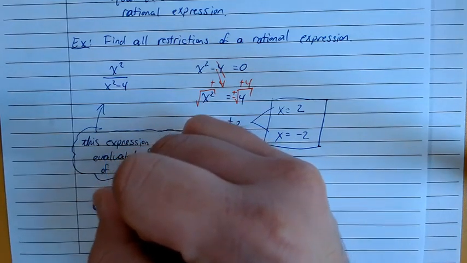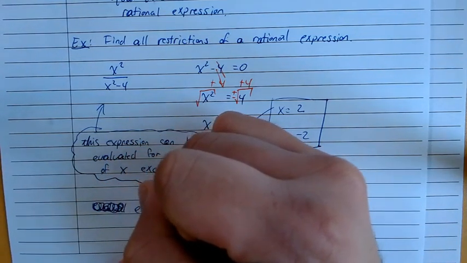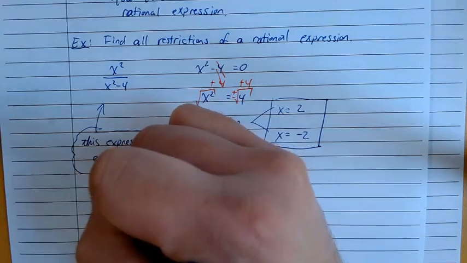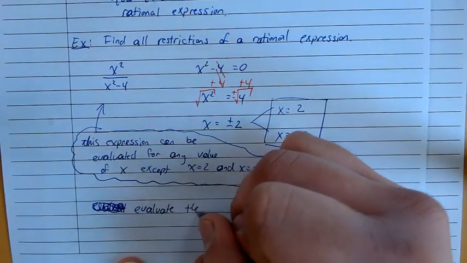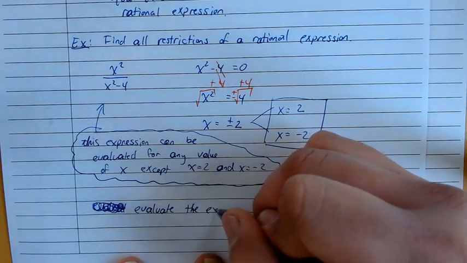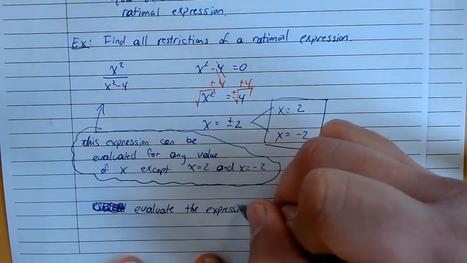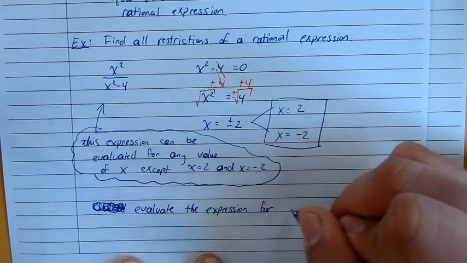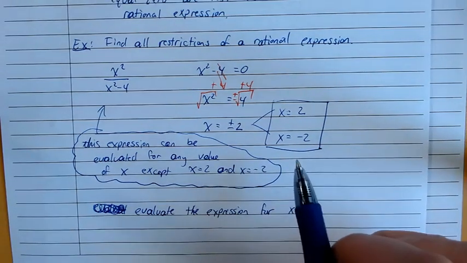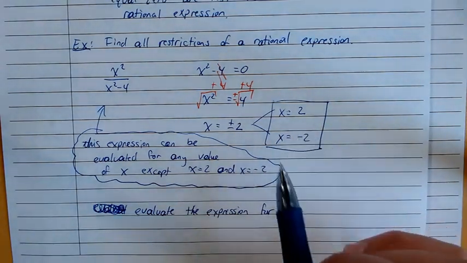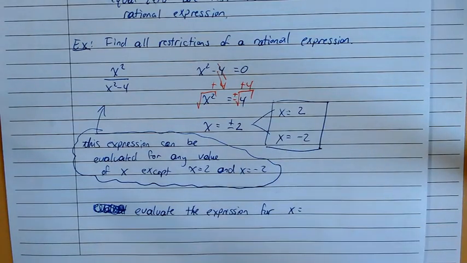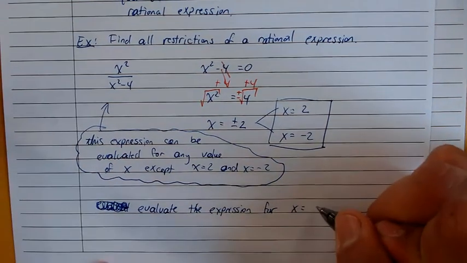I don't know how to spell. Let's try that again. There we go. Evaluate the expression for x equals, and we'll be able to use any number. Any number will be valid except for either of these. So let me just choose the number 4.